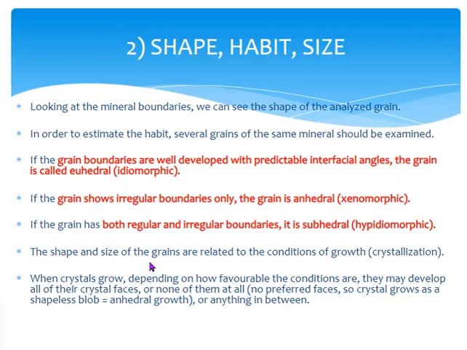The shape and size of the grains are related to the conditions of growth, that is crystallization. When crystals grow, depending on how favorable the conditions are, they may develop all of their crystal faces or none of them at all, no defined faces. So a crystal may grow as a shapeless ball, anhedral growth, or anything in between.